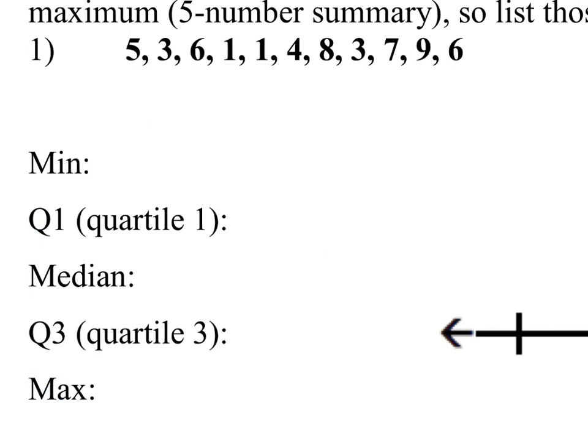Alright, let's check and see how you did. You should have gotten min is 1, quartile 1 is 3, and median's 5, and third quartile is 7, and then the maximum number is 9. These happen to be just the odd numbers.